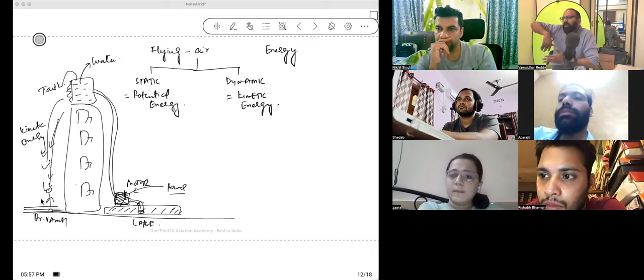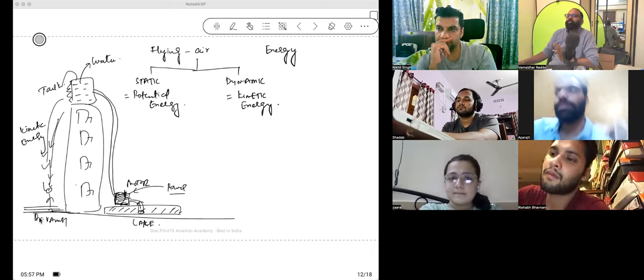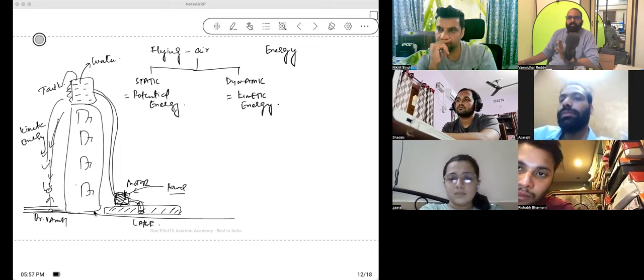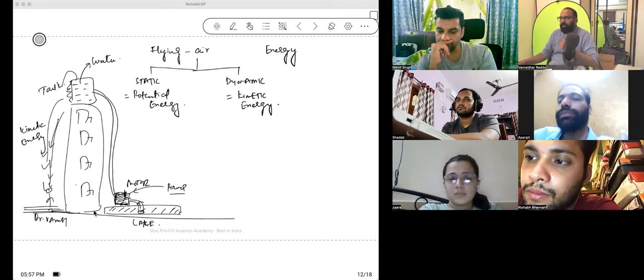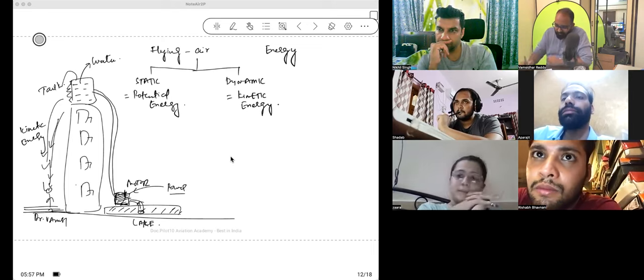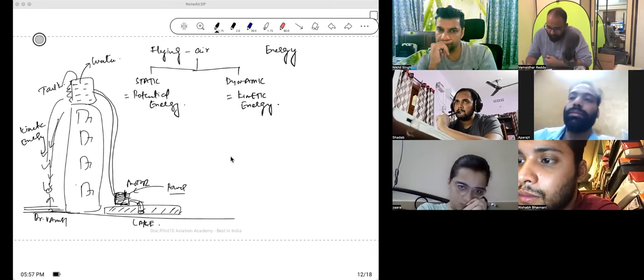Potential energy will be converted to kinetic energy, and that is acting on Dr. Roji. And once it acts, it has the same energy as the water, like no extra energy. Clear? The difference between potential energy and kinetic energy. Now, let's apply this for flying.